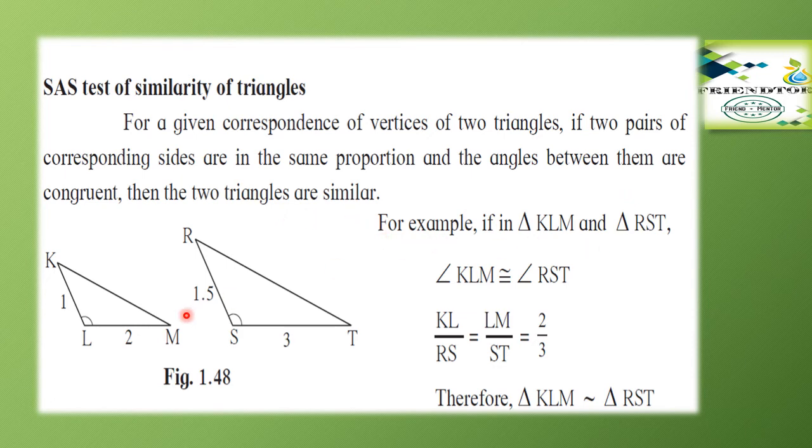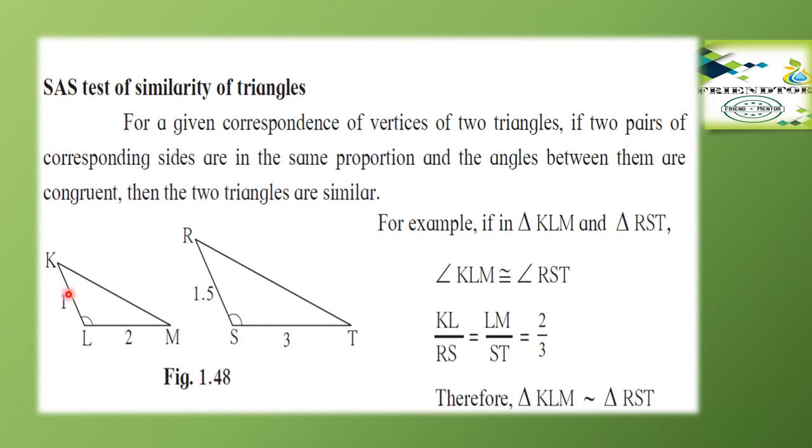For example, now if you see here, triangle KLM and triangle RST, okay. So first KL upon RS should be equal to LM upon ST. If you check, both give the ratio 2/3, okay.